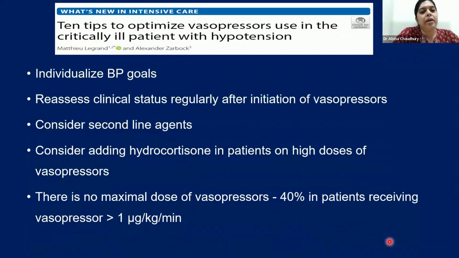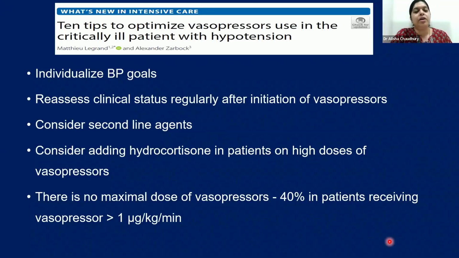Some patients may require a higher MAP, some patients may require a different MAP. So find out which patient requires what MAP. Decide your goal of BP with your doctor. Reassess the clinical status once you start. Don't just start the vasopressor or inotrope and walk away. You have to come back and see what targets you had set. Are you achieving that or not?